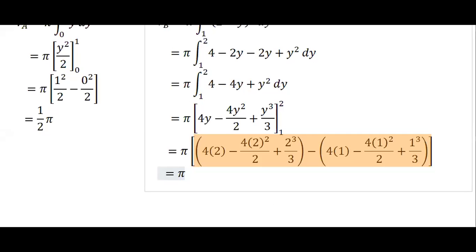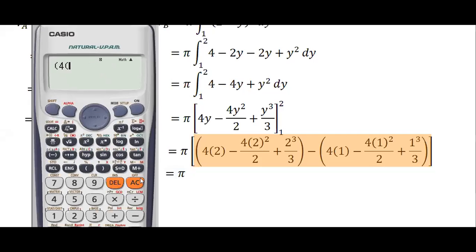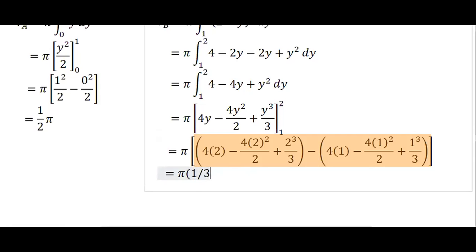Four times 2. Siapa tak ada calculator boleh tengok. Ramai dapat sudah. 4 times 2 minus 4 times 2 square over 2 plus 2 cube over 3 minus 4 times 1 minus 4 times 1 square over 2 plus 1 cube over 3. Okay, you get 1 per 3. So answer is 1 per 3 pi.